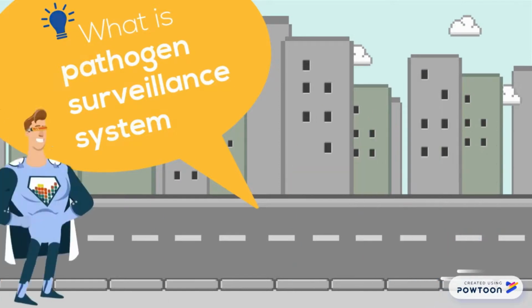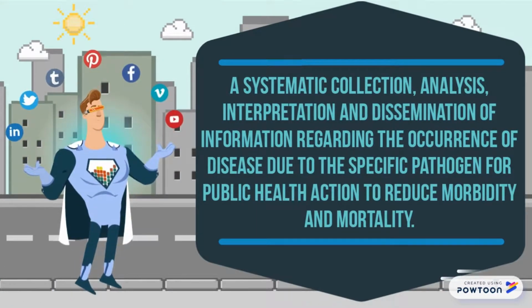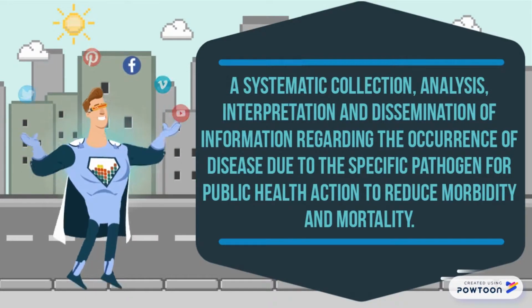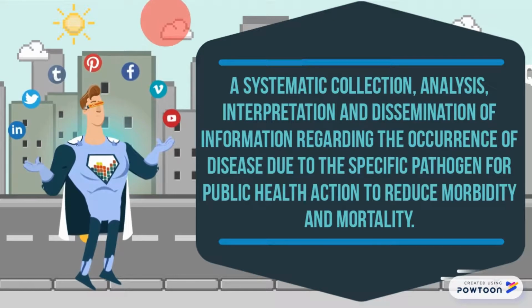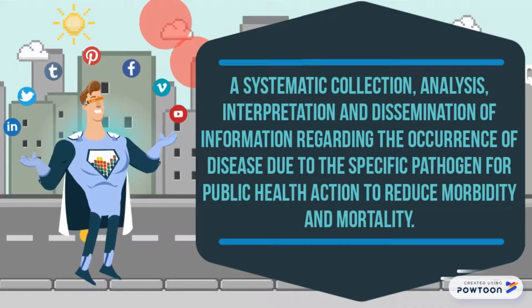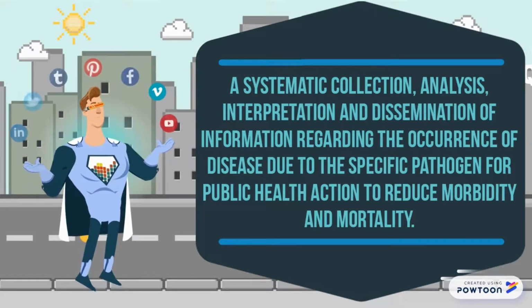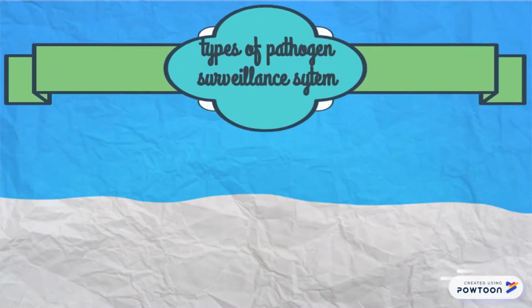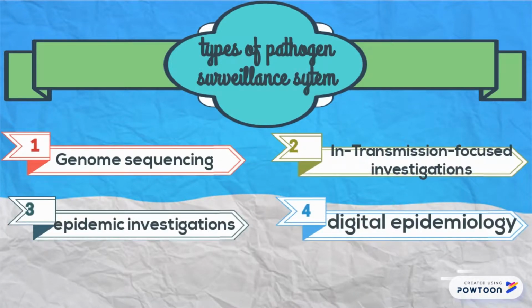What is a pathogen surveillance system? It is the systematic collection, analysis, interpretation, and dissemination of information regarding the occurrence of disease due to a specific pathogen for public health action to reduce morbidity and mortality. There are 4 types of pathogen surveillance systems, which are genome sequencing, in-transmission focused investigations, epidemic investigations, and digital epidemiology.